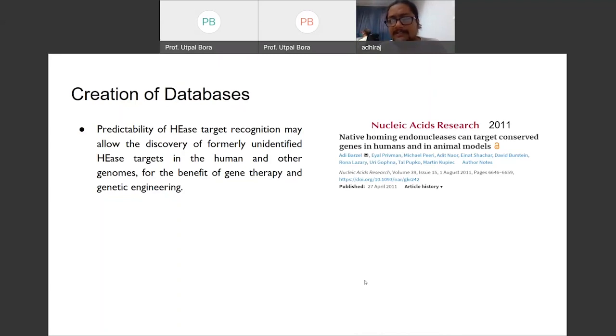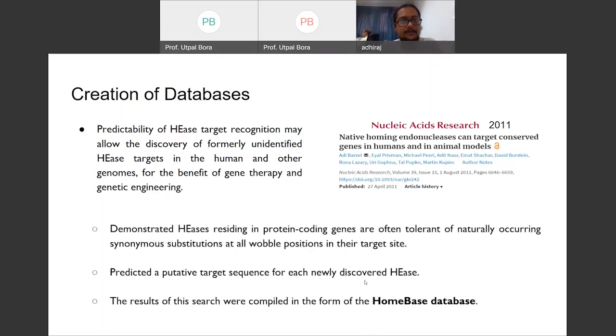Native homing endonucleases can target conserved genes in human and in animal models, right? While they did this work, a huge amount of data was accumulated, which they actually made into a database. What they demonstrated in this paper was that HEGs residing in protein coding genes are often tolerant of naturally occurring synonymous substitutions at wobble positions in their target sites. This is quite straightforward. They allow some mismatches when the protein binds to that DNA, right?